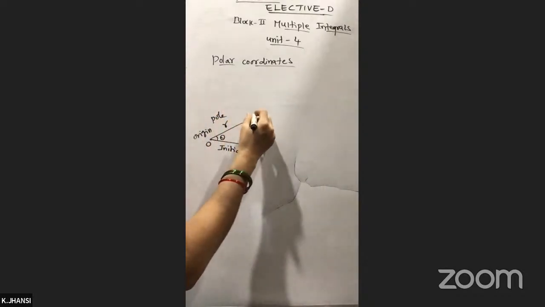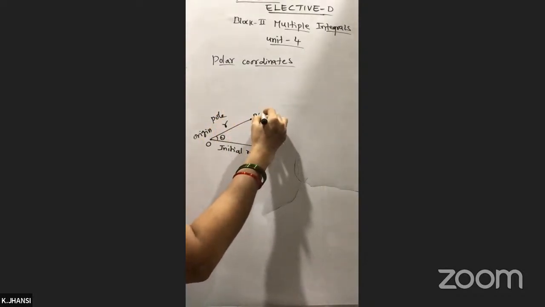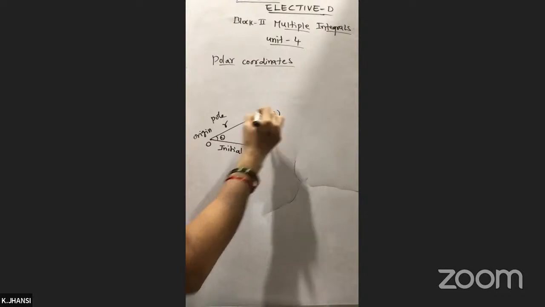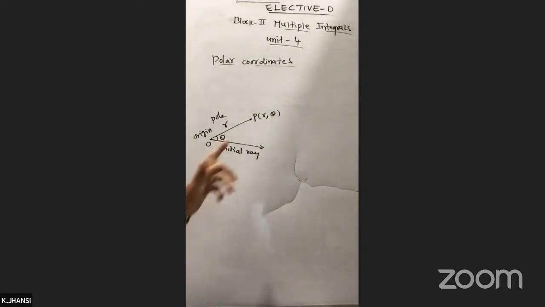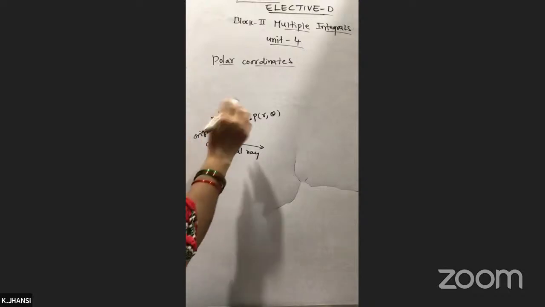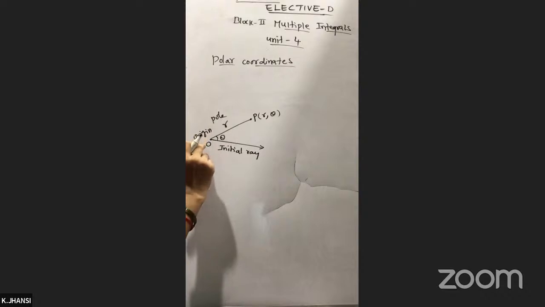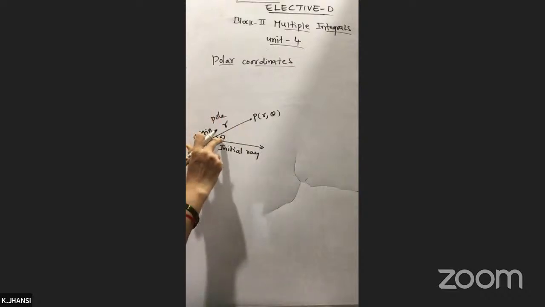So this P has the coordinates P(r, theta). Whatever P(r, theta) is there, that is called polar coordinates. And here small r is the distance from O to P, and it is making the angle theta. So with the help of this theta, we can find what is cos theta, what is sin theta, and also what is tan theta.